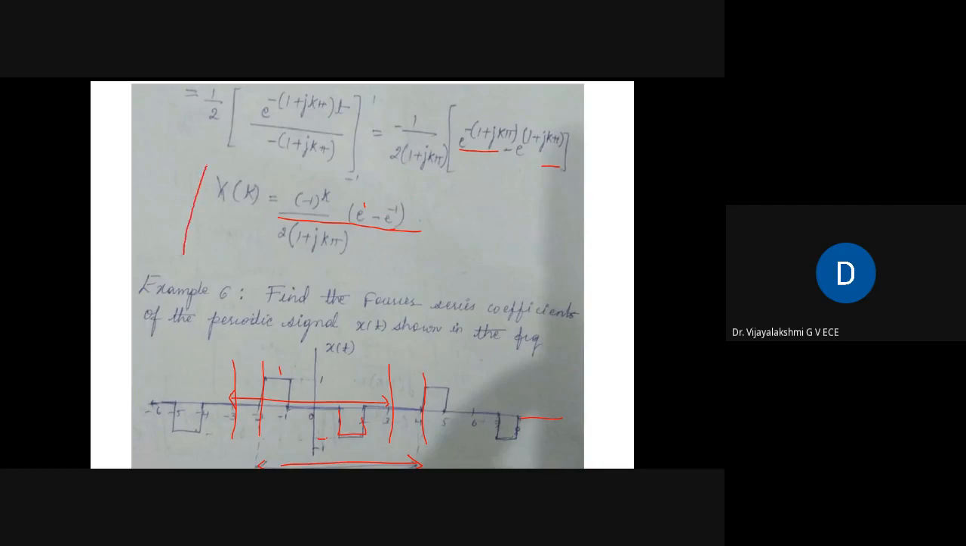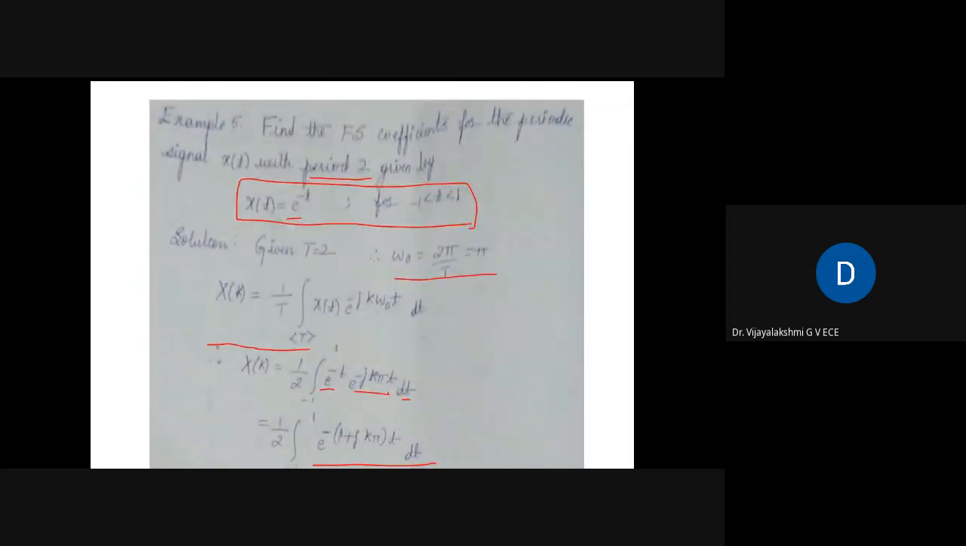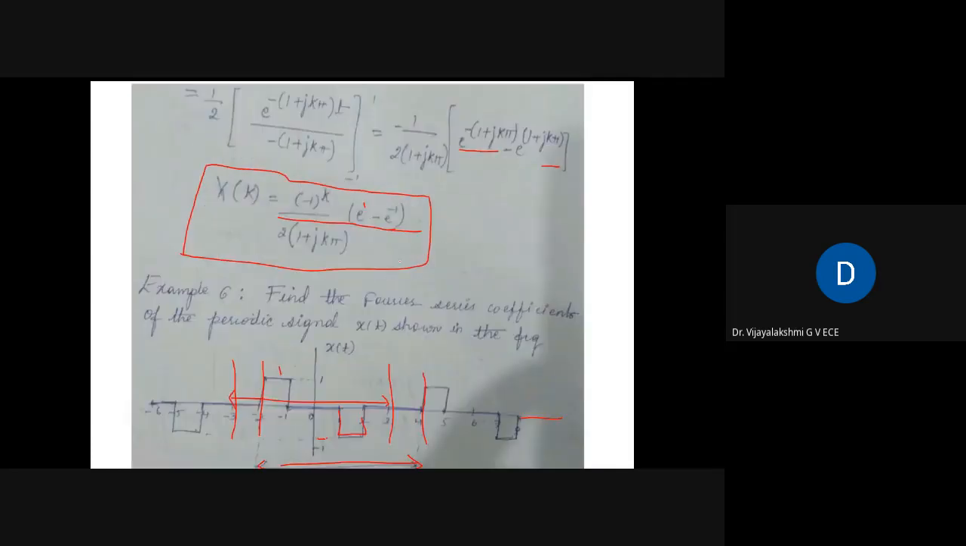So this is the Fourier series coefficient computed for the given signal x of t, which is equal to e raised to minus t with the fundamental period T equal to 2. Further you can continue. As per the given question, if you want to plot the magnitude and phase spectrum, you can continue. So this was about some examples on the Fourier series coefficients.